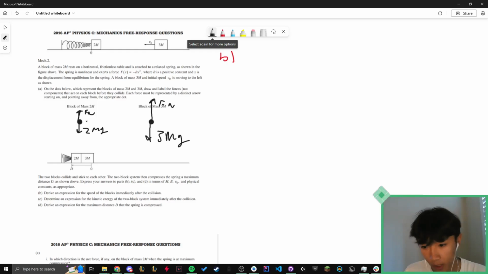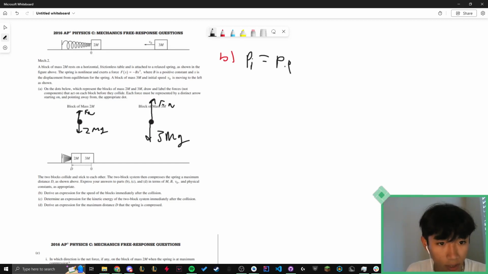Question B, derive an expression for the speed of the blocks immediately after the collision. So when they talk about collision, it mainly uses energy and momentum. As we know, they do collide together. This is an inelastic collision. So that means the blocks are sticking together, which means we just have to add the masses up. So as we know, P initial is equal to P final. And the equation for momentum, this is on your equation sheet, is P equals mass times velocity. So that is your momentum equation.